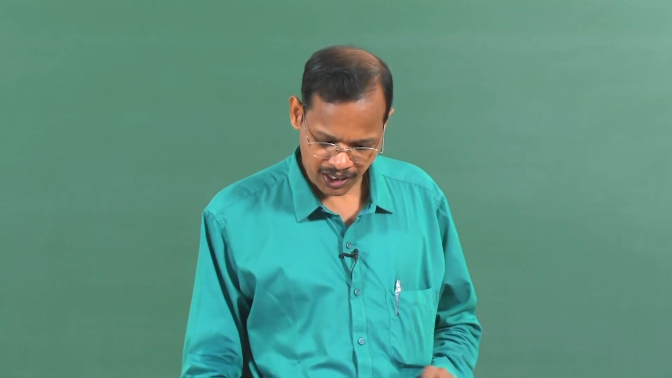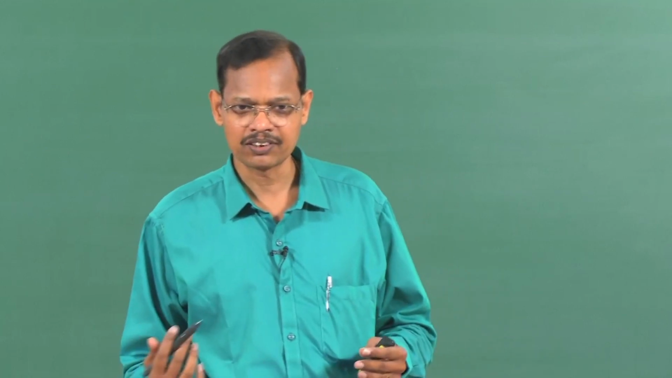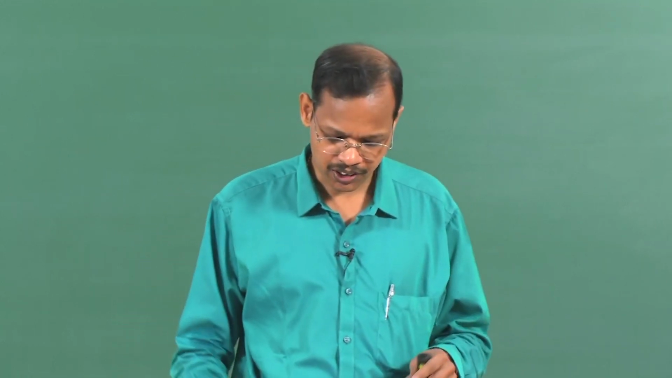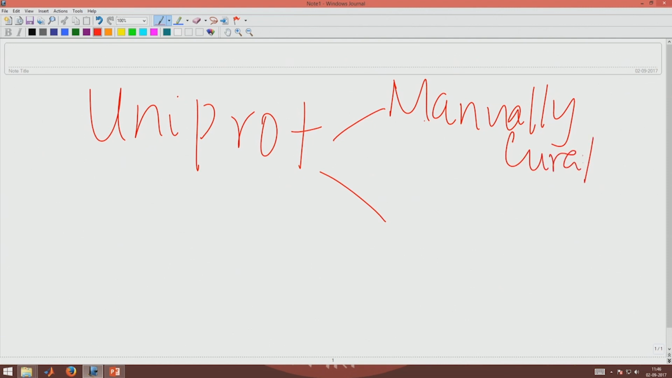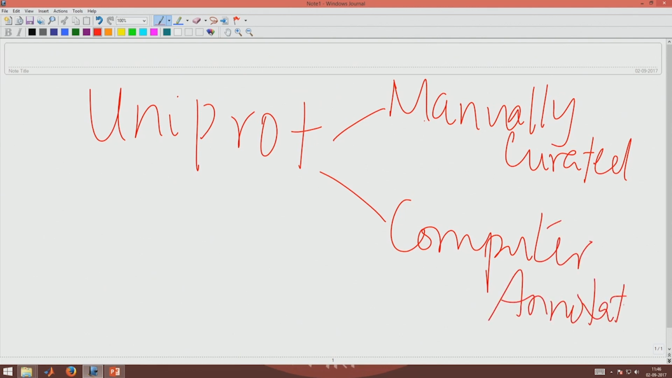UniProt database. Currently, how many sequences are known in the UniProt database? 17 million sequences. So currently, UniProt contains two types of databases: one is computationally annotated and the second one is manually curated. So, currently there are 55,000 sequences in the manually curated and 78 million sequences in the computer annotated database.